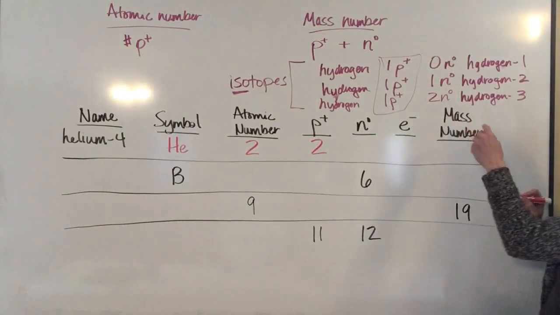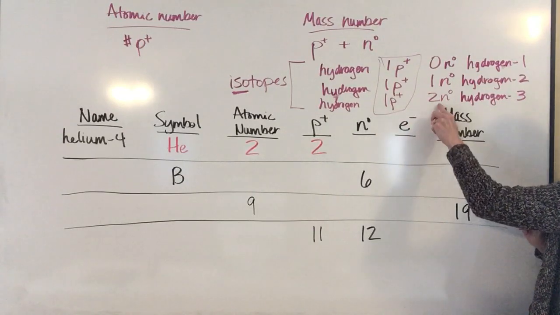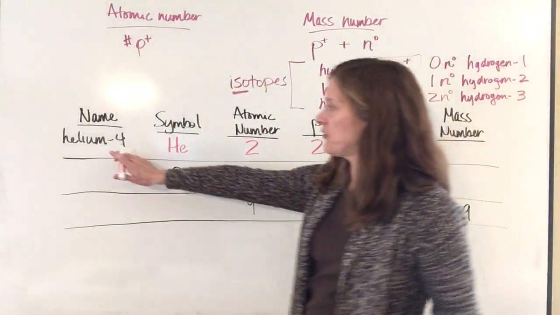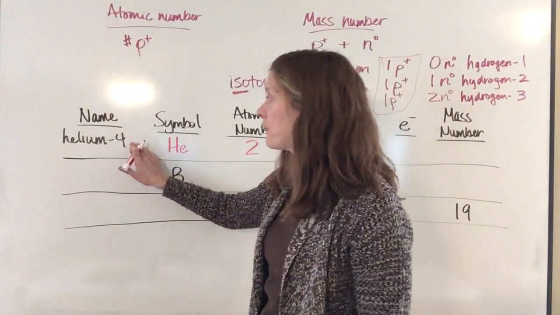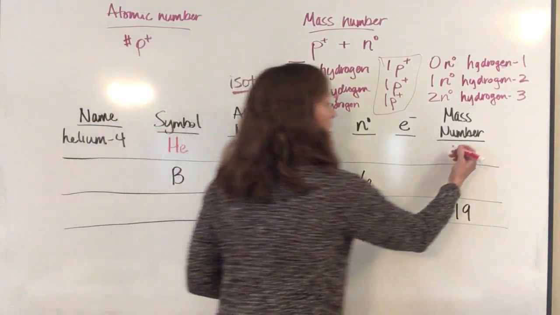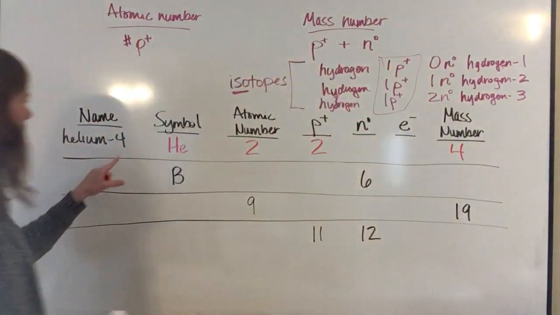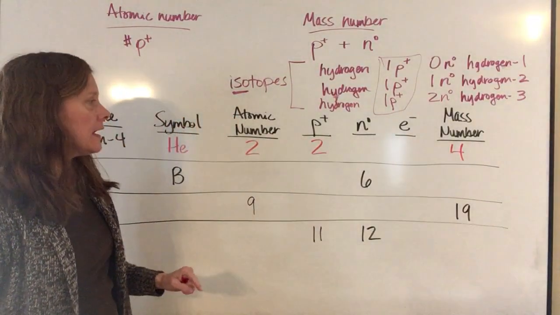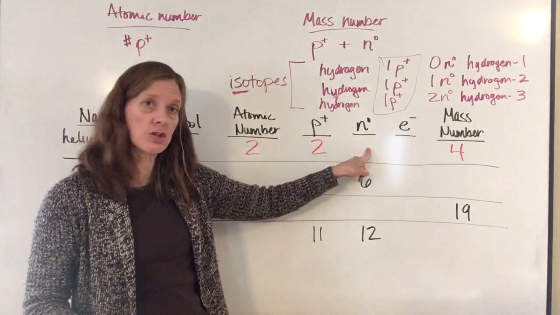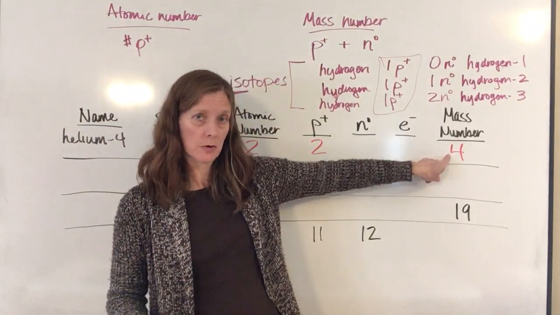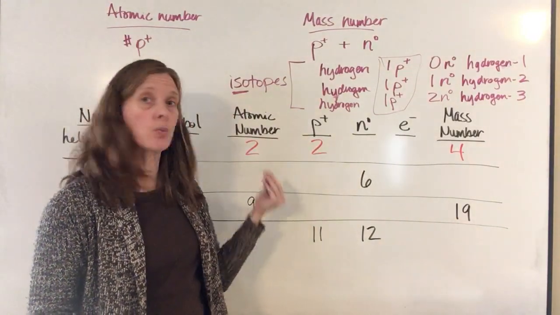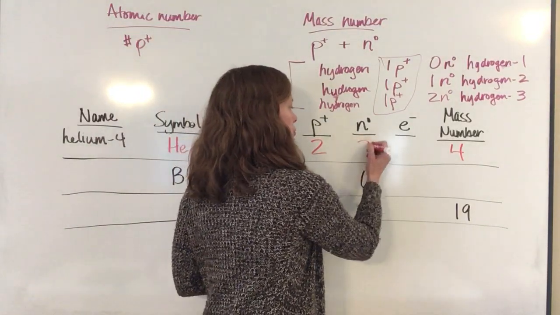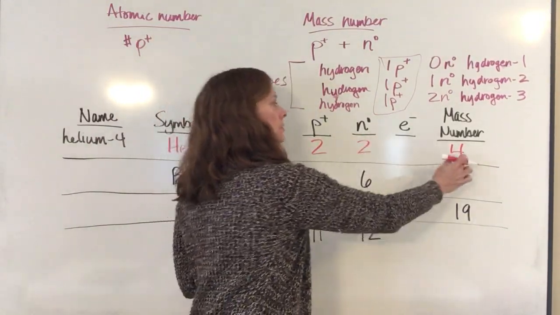Now up here, you notice that I added the number of protons and neutrons together to get the number that comes after the name. And so if this says helium-4, that 4 means that that must be the mass number. So the number that comes after the name is always the same as the mass number, okay? The protons plus the neutrons equal the mass number. So 2 plus what is going to give me 4? 2, right? So if I have 2 neutrons, 2 plus 2 makes 4.